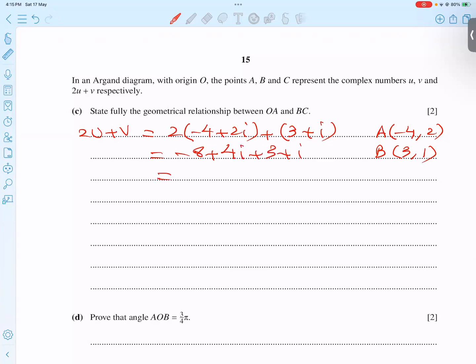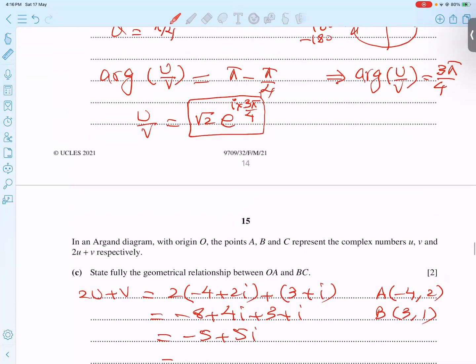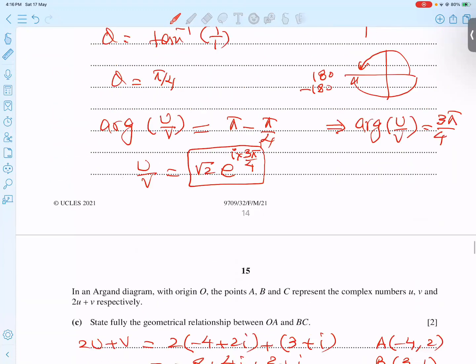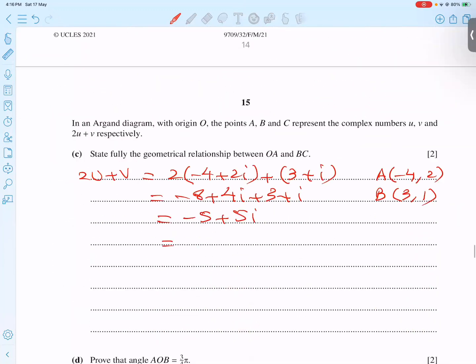And finally, what am I getting here, students? I got here -5 and +5i. And if I take a 5 common from here, you can see from here, he asked for the geometrical explanation of OA and BC. Actually, we should not go for it, but anyway, he talked about BC.